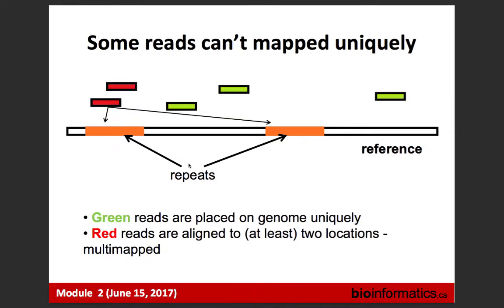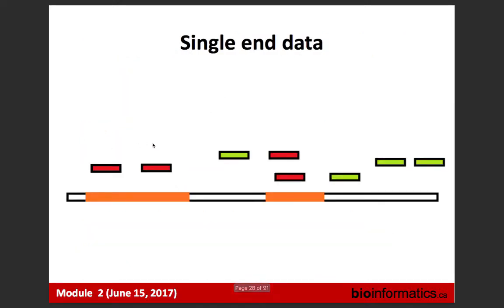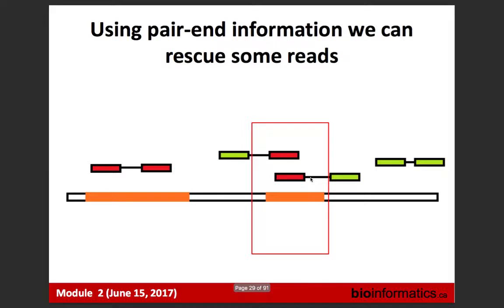Here is a cartoon of why it happens. You can see those green reads there. The orange is repeats on the genome. Green reads are perfectly mapped, no problem. But then we have red reads coming from the repeat. When we try to align, they align here, and they also align here. We don't know how to place them. Paired-end information helps, because in paired-end experiments one read can align uniquely and one read can align in multiple locations, and then we can nail the second read using the paired-end length to find where it actually comes from. That's how alignment works.